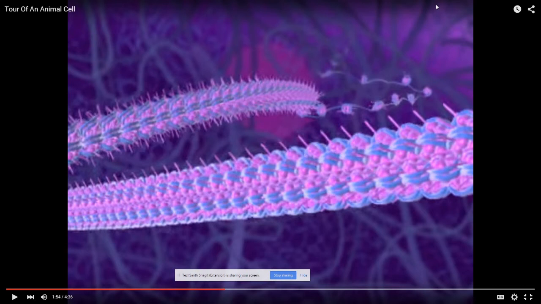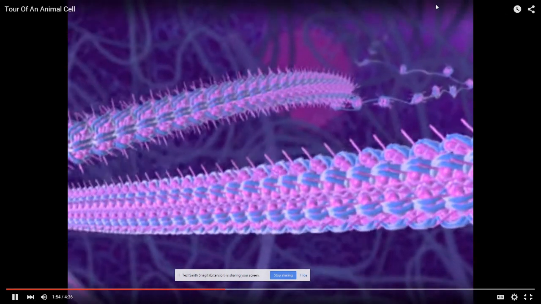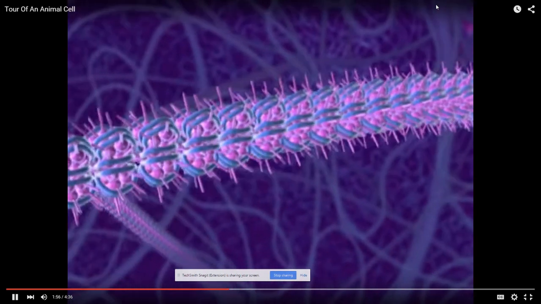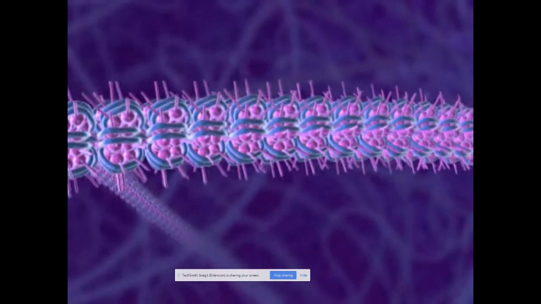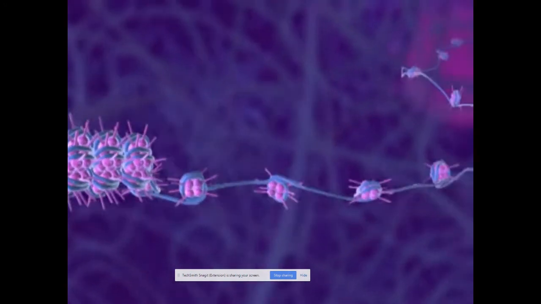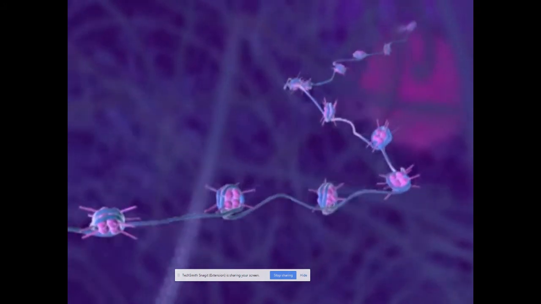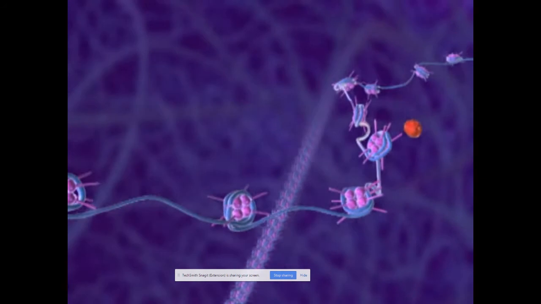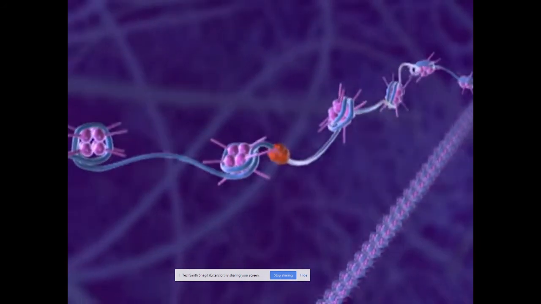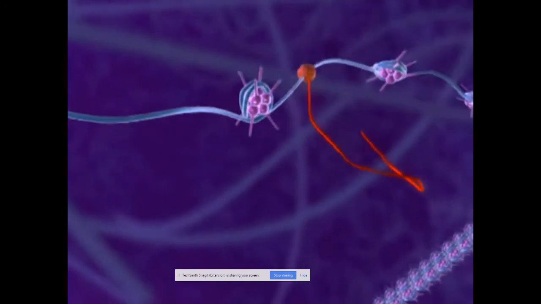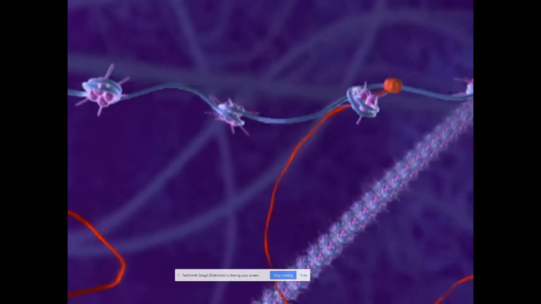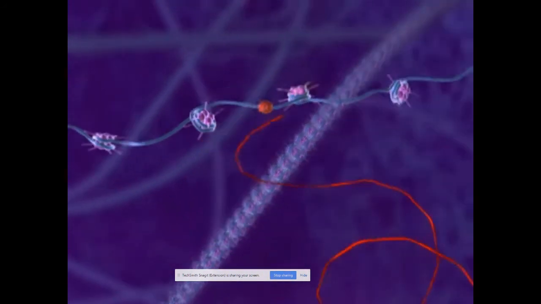All right, so we're looking at DNA right now. How does it all fit? The DNA is wrapped around proteins, like thread wrapped around spools. Look, this section of the DNA has unwound, and a different protein has attached to the DNA. DNA is being used as a template. The red stuff is mRNA. RNA molecules travel from the nucleus to the cytoplasm.